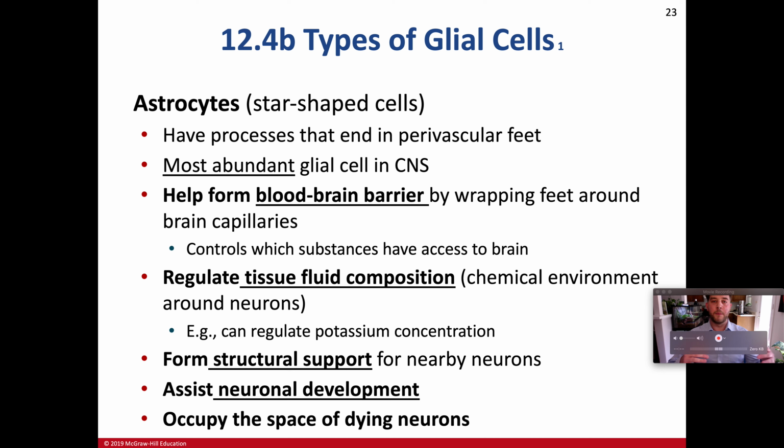Astrocytes are going to form structural support for nearby neurons. They assist in neuronal development, and they occupy the space of dying neurons. So very important, astrocytes are.